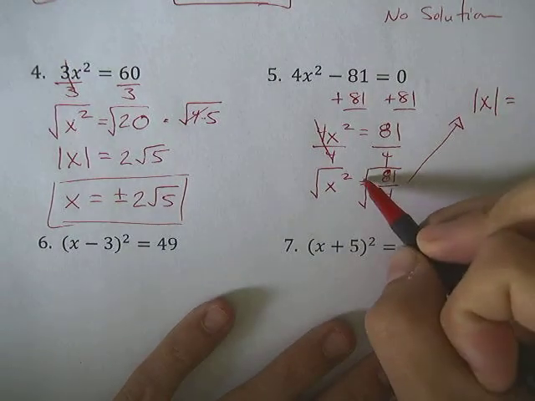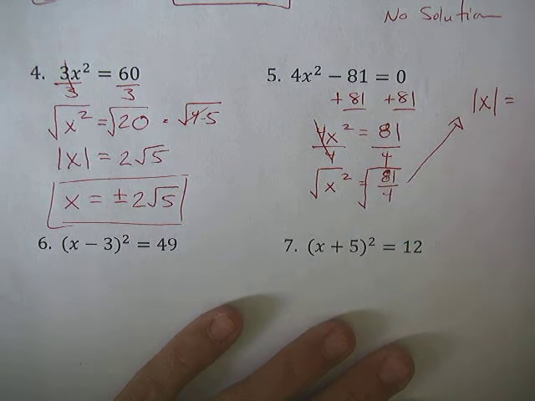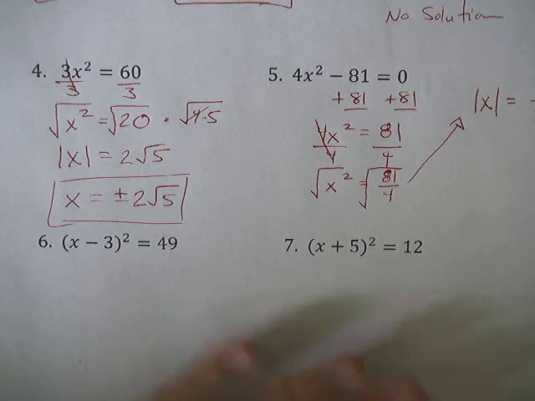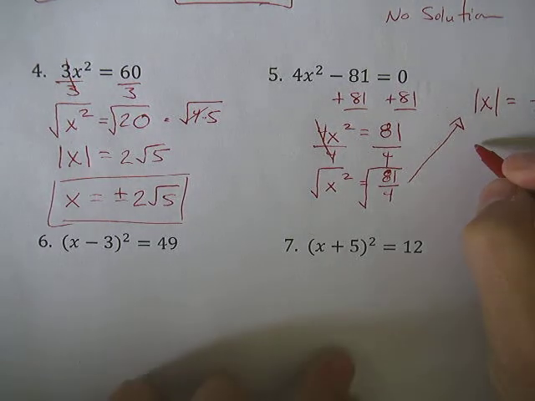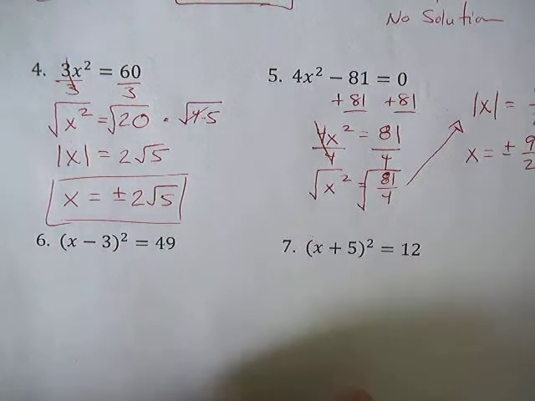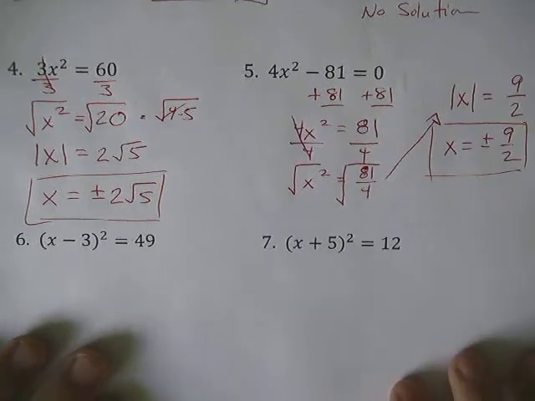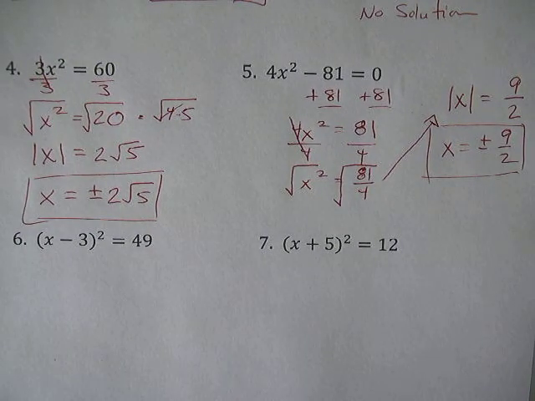Now, some of you might be sweating a little bit, and I was like, oh, geez, how do we square root a fraction? Well, remember, very easy. We're just simply going to square root the top. Square root of 81 is 9, and the square root of 4 is 2. That wasn't too difficult. And then, last but not least, x is equal to plus or minus 9 halves.